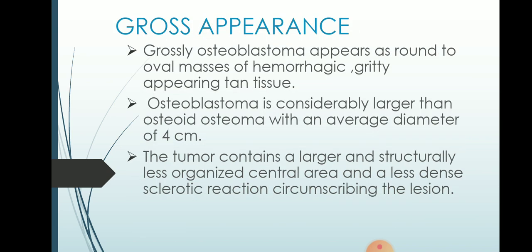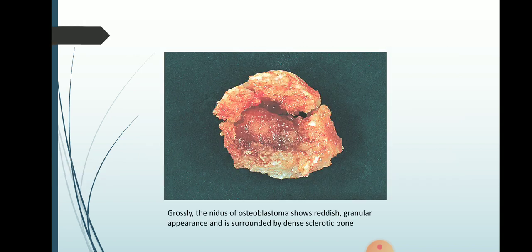Gross appearance. Grossly, osteoblastoma appears as round to oval masses of hemorrhagic, gritty appearing tan tissue. Osteoblastoma is considerably larger than osteoid osteoma with an average diameter of 4 cm. The tumor contains a larger and structurally less organized central area and a less dense sclerotic reaction circumscribing the lesion. This is the gross image which shows reddish granular appearance of osteoblastoma surrounded by dense sclerotic bone.